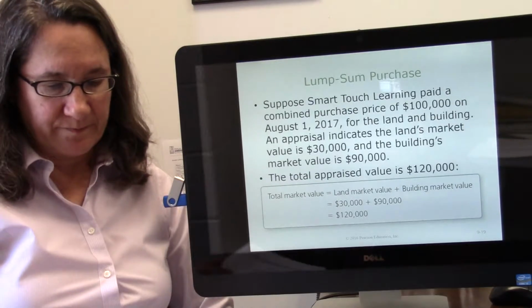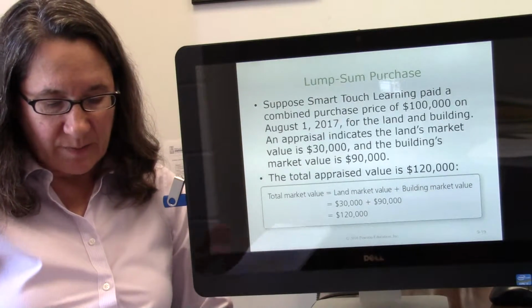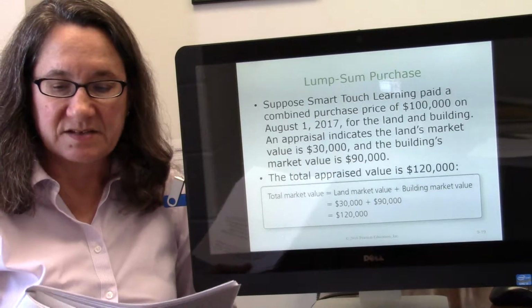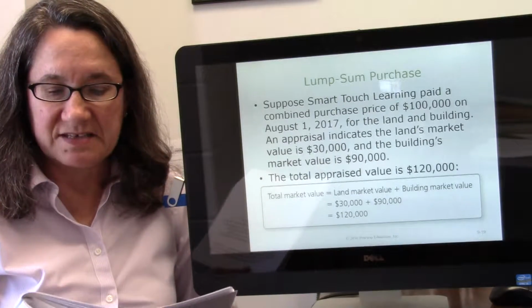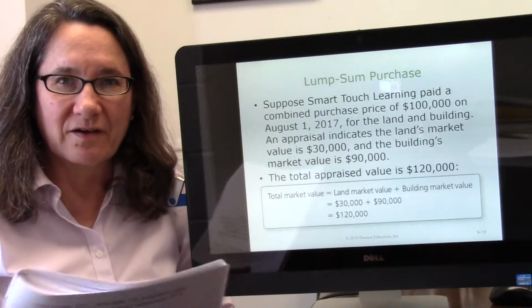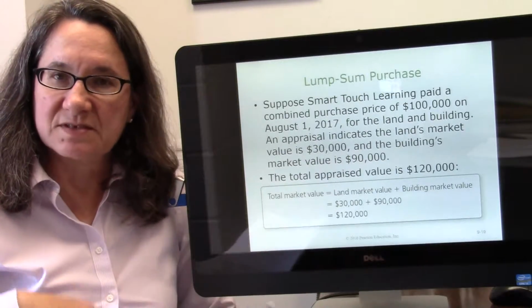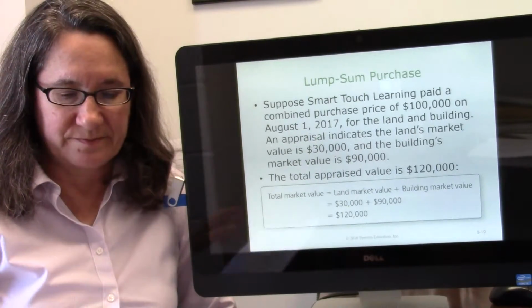So here's an example. Suppose SmartTouch Learning paid a combined purchase price of $100,000 on August 1, 2017 for land and building. So you buy land and building together, of course, right? That happens all the time. And usually they don't separate that out. They say, we'll sell you this house for $100,000.